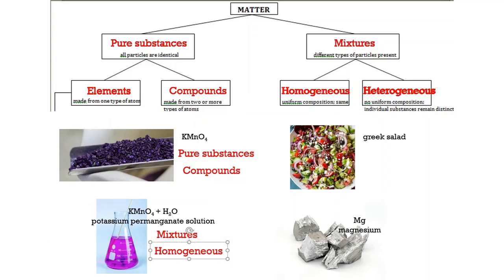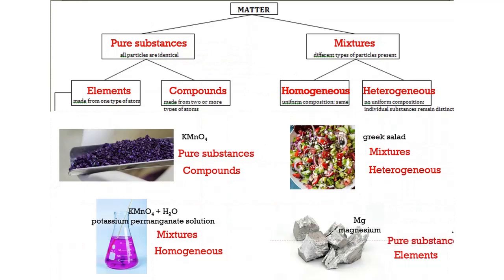What about the Greek salad? This one was probably very easy for you. You can see the different components that make up the salad. So yes, this is a mixture, and it is heterogeneous. You can tell where the onions are, where the olives are, where the tomatoes are, where the cheese is, and the lettuce, right? How about the last one, magnesium, capital Mg. This is an element. It can be found on the periodic table, and therefore it is a pure substance.